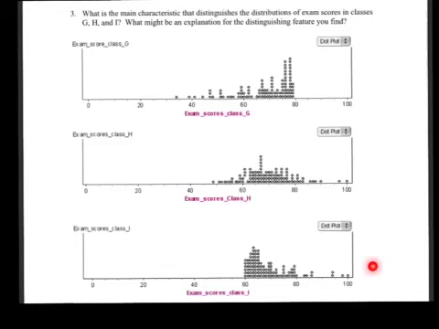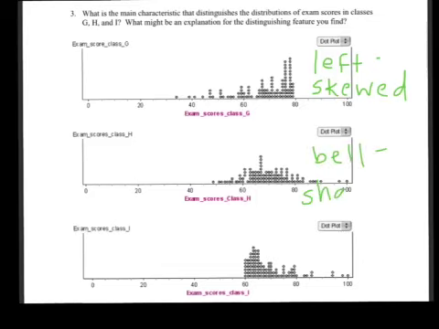So let's get those ideas out here. This is a left skewed distribution, a left skewed shape. This is a bell-shaped distribution, and we know later in chapter 3 we learn the importance of knowing whether you have skewed data or bell-shaped data. And then we've got right skewed.